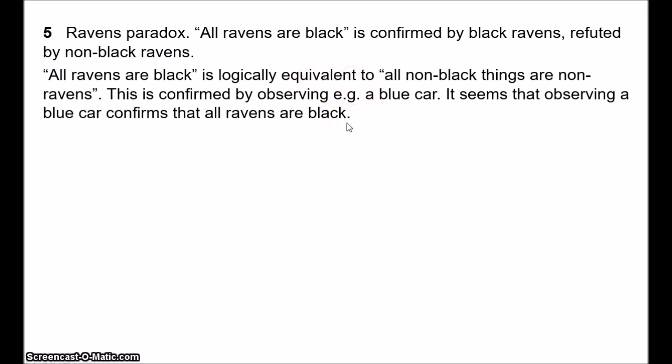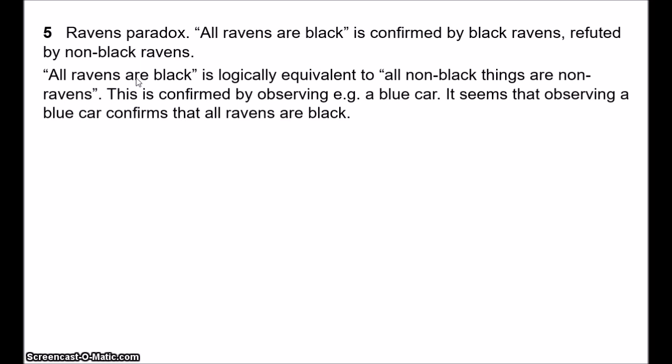So what this means then is that if we take the hypothesis, all non-black things are non-ravens, well, that's confirmed by the observation of, for example, a blue car. A blue car is a non-black thing, and it's not a raven. So, given that all ravens are black and all non-black things are non-ravens are logically equivalent, they quite literally say the same thing, it looks like the observation of a blue car confirms the hypothesis that all ravens are black.